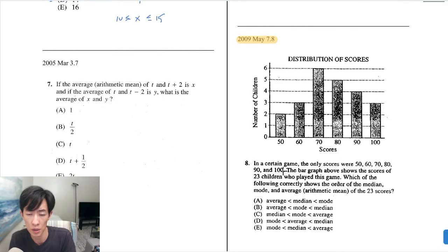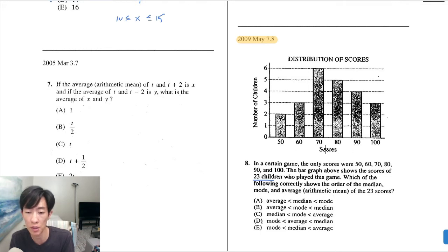Question 8. In a certain game, the only scores were 50, 60, 70, 80, 90, and 100. The bar graph shows the scores of 23 children who played the game. Which of the following correctly shows the order of the median, mode, and average? Now, you might actually be able to figure this out just by guesstimating and then eliminating choices. What I want to do in this problem is actually calculate all 3 of these values, because if you get a future problem where you actually have to do it, I want to show you the fastest way.